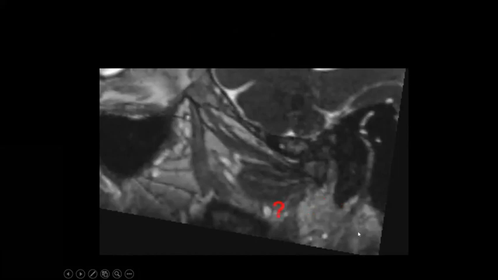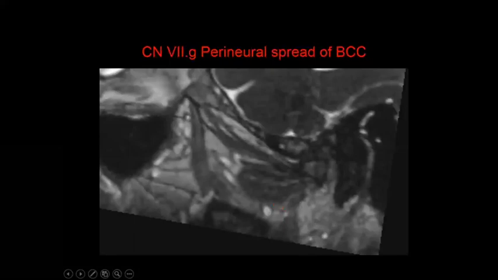Where did it go? And just like in the case that I showed you that was suspected to be Tolosa-Hunt syndrome, the reason we don't see the facial nerve well past that distal arrow is it's pathologically enhancing. The cranial nerve itself is pathologically enhancing. And so this is a case where there is enhancement of the nerve itself diffusely, and it proved to be a case of perineural spread of basal cell carcinoma.